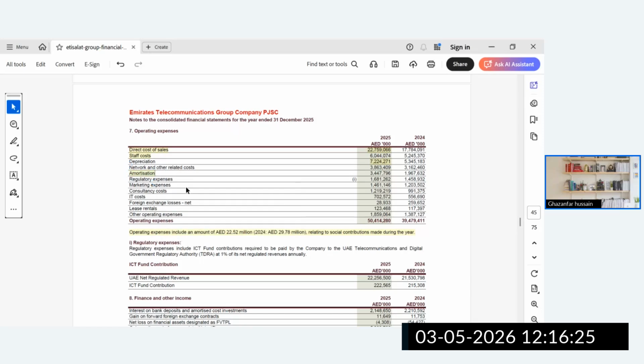Why do we take the amortization? They are asking for depreciation, but we are adding the amortization also. Why is that? Why are we taking the amortization also into the figures?